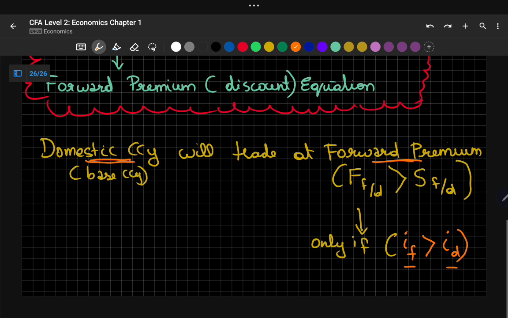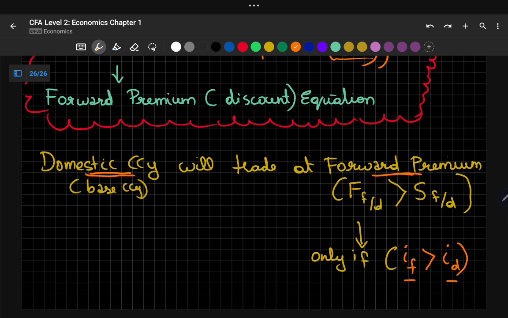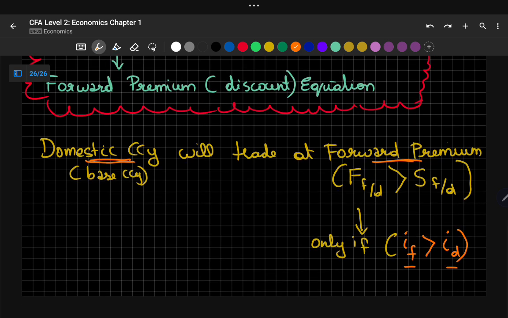So Indian rupee INR will trade at a forward premium if the interest rate in United States US is greater than domestic interest rate, that is Indian interest rate. Okay, so now we have understood how the forward premium works.